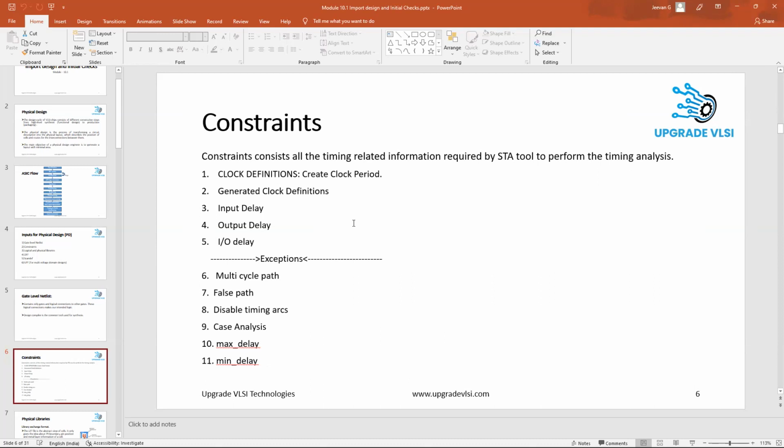.sdc. Cool, that's it. SDC stands for Standard Design Constraint or Synopsys Design Constraint. Cool. That's it.